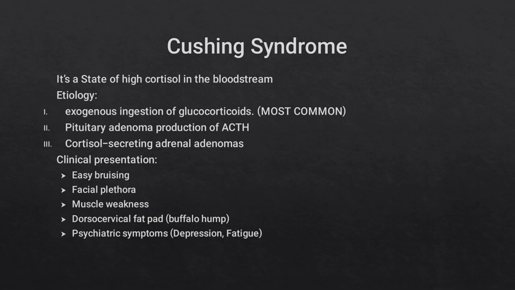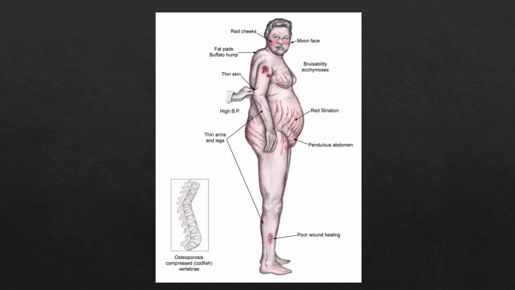Then the second cause is the pituitary adenoma producing ACTH. That's called Cushing disease, but it's still under Cushing syndrome. And then the last one is a cortisol secreting adrenal adenoma. This is an adenoma in the adrenal gland secreting cortisol. The clinical presentation, as we mentioned in the pituitary adenoma slide, is actually a stereotype. You will see it, you will never forget it.